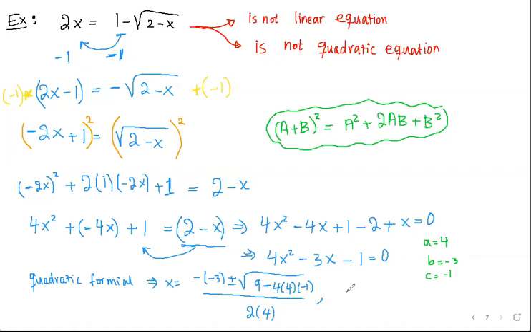So now the answer is x equal, after you solve this one and simplify it, it will be x equal minus 1 over 4 or x equal 1. I keep this for you as an exercise on how to simplify it. So x equal minus 1 over 4, and the second one x equal 1. These are the two solutions.